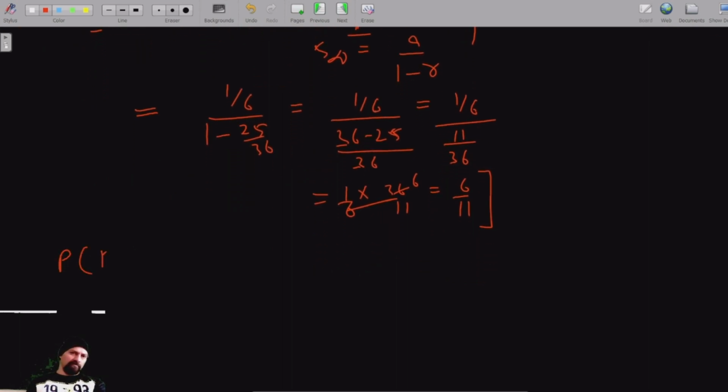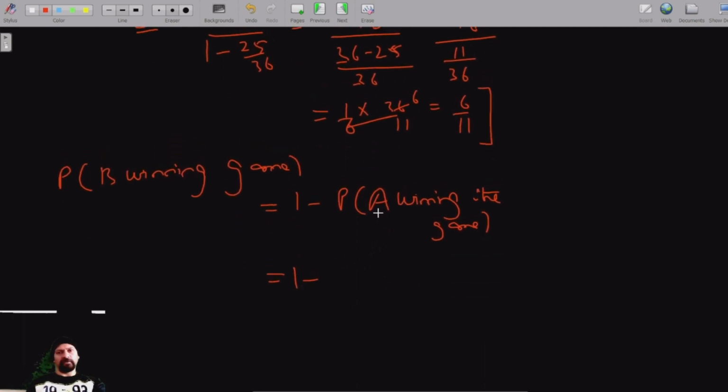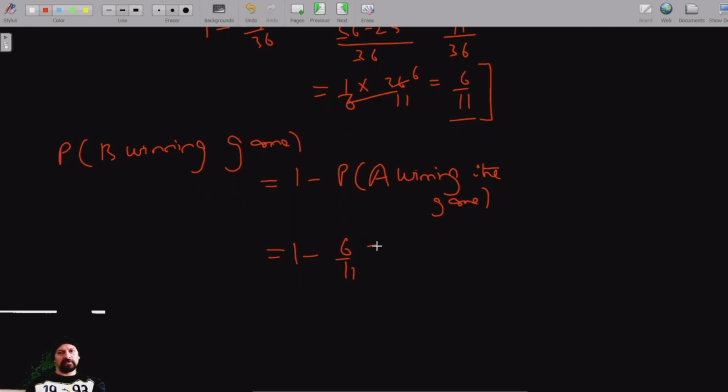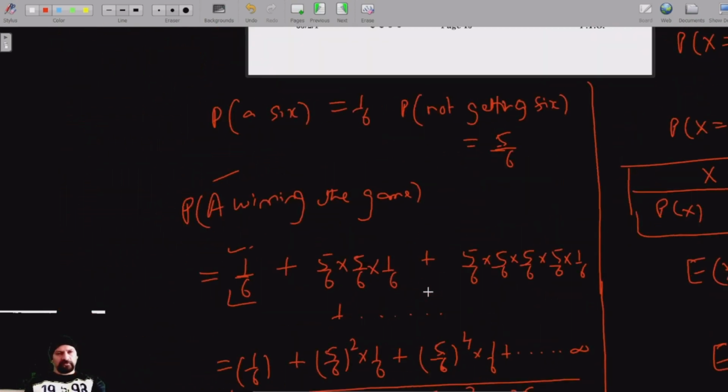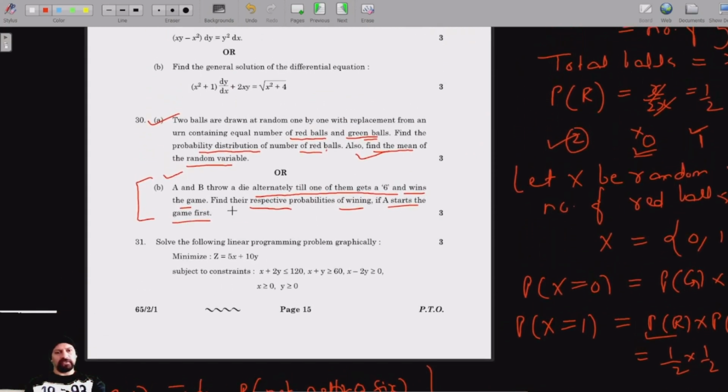Now, to find the probability of B winning the game, it's easier because we have the probability of A winning the game. So the probability of B winning is equal to 1 minus the probability of A winning, which is 1 minus 6 by 11. So this is 11 minus 6 upon 11, which is 5 by 11. Okay, so this solves our question number 30 for both the parts. Let's move on to question number 31.